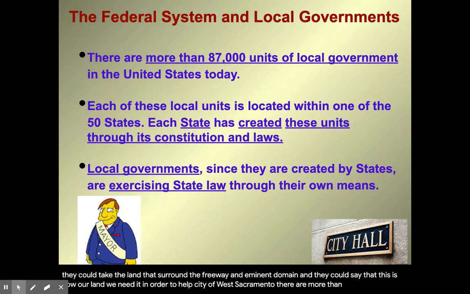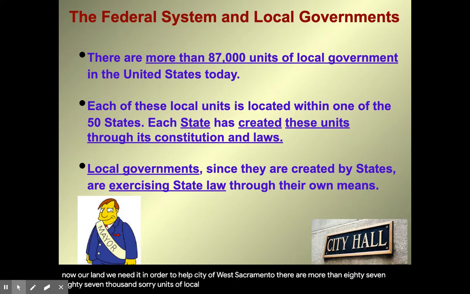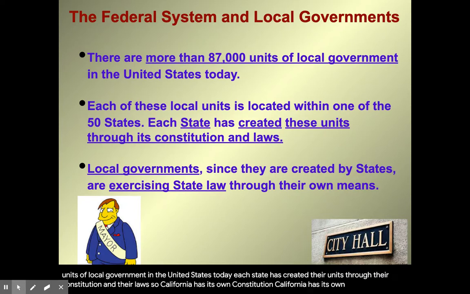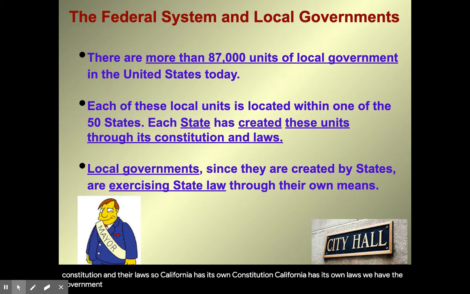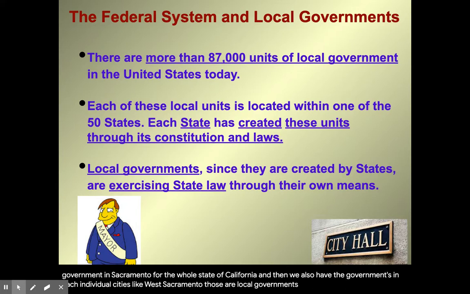There are more than 87,000 units of local government in the United States today. Each state has created their units through their constitution and their laws. So California has its own constitution, California has its own laws. We have the government in Sacramento for the whole state of California, and then we also have the governments in each individual city, like West Sacramento. Those are our local governments, and they exercise state law through their own means.